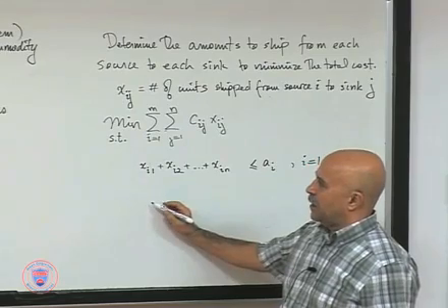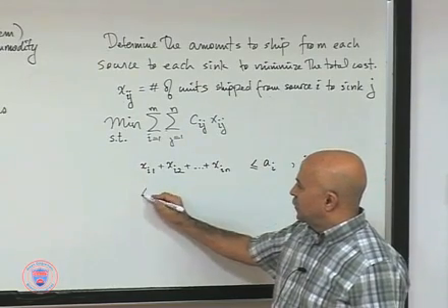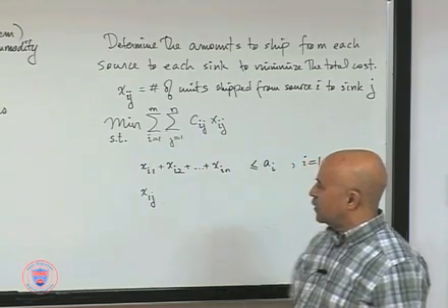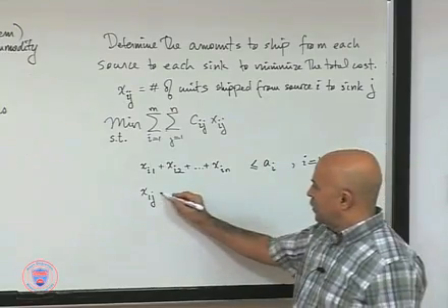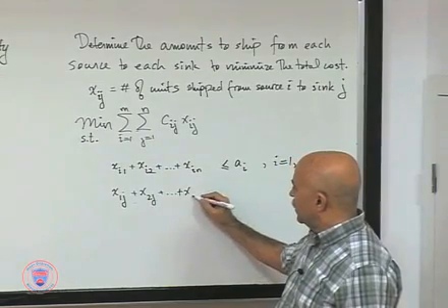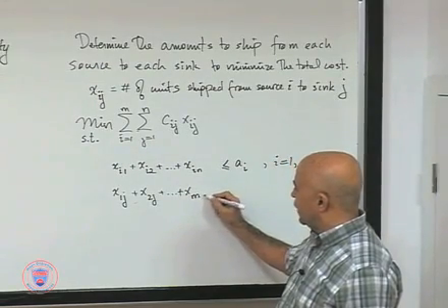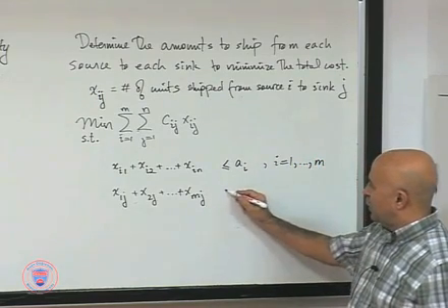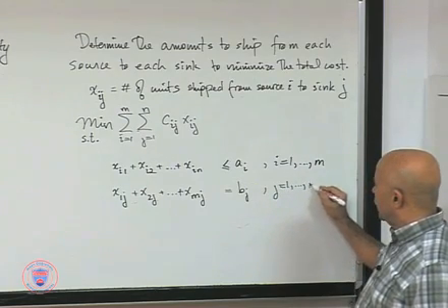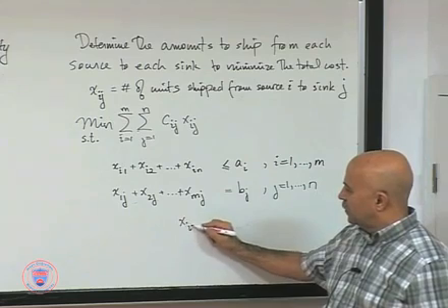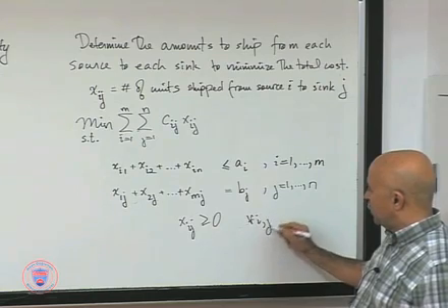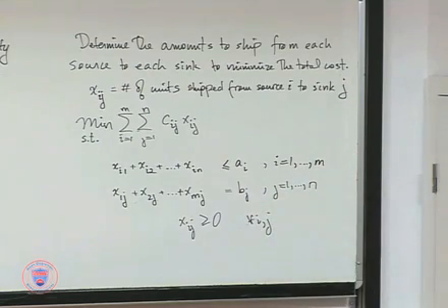Let's meet the demands exactly. For the jth demand, I need x1j units coming from the first source, x2j coming from the second source, so on and so forth, xmj coming from the mth source, and that's going to be equal to bj. Now finally, we've got xij's being non-negative for all I and j. I going from 1 to m, j going from 1 to n.